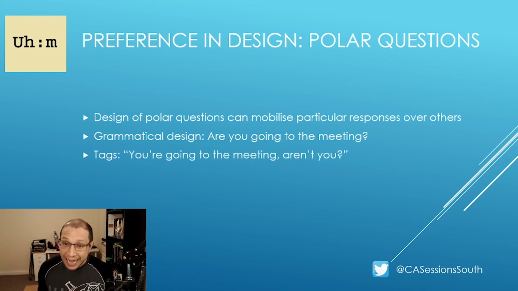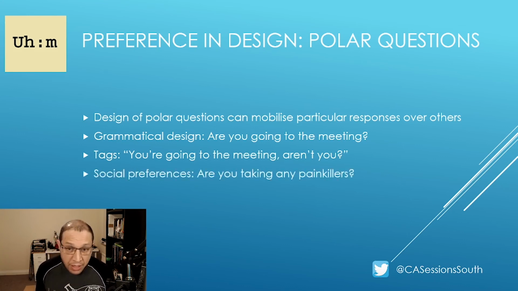You can add a tagged question to a statement, which makes the normative response more explicit, such as, "You're going to the meeting, aren't you?" Then, there are social preferences that tilt the question in a particular direction, such as, "Are you taking any painkillers?" which is tilted towards no due to turn design and social norms.